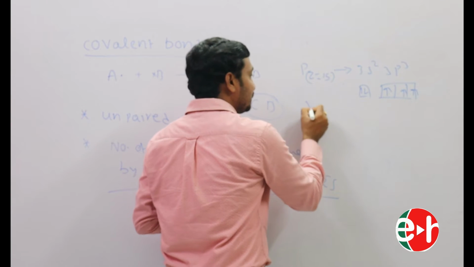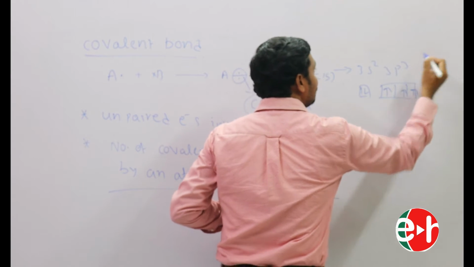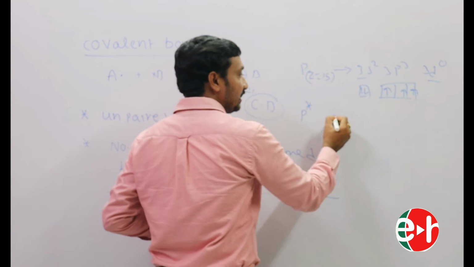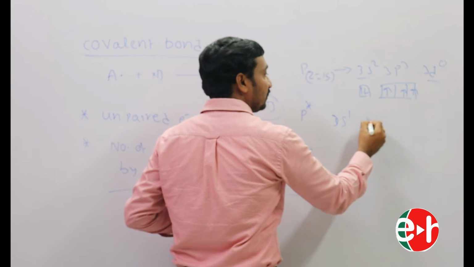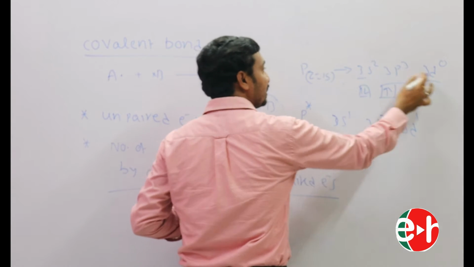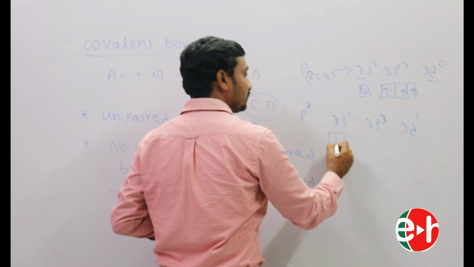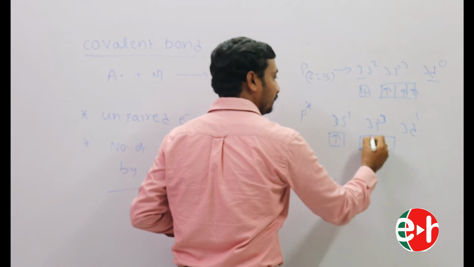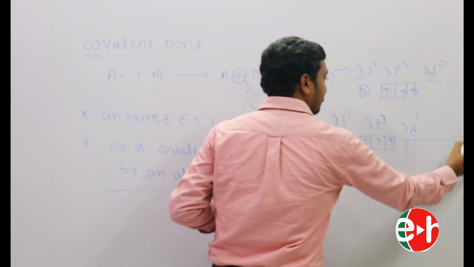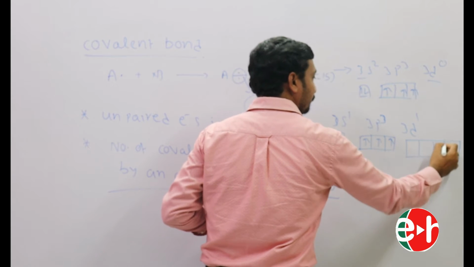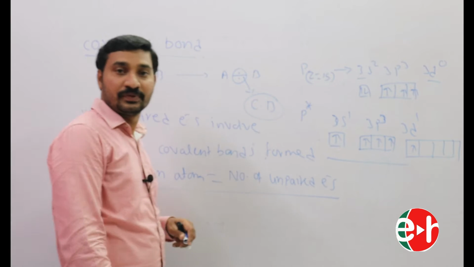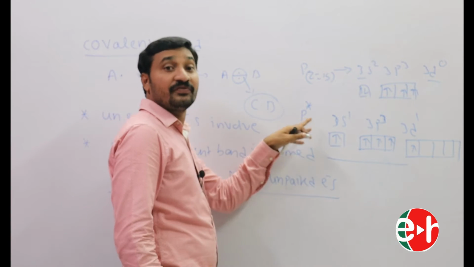Now coming to the excited state, 3d0 also. One electron jumps from 3s to 3d, then the configuration is 3s1 3p3 3d1. Now the number of unpaired electrons is 5. So now it can form 5 bonds.